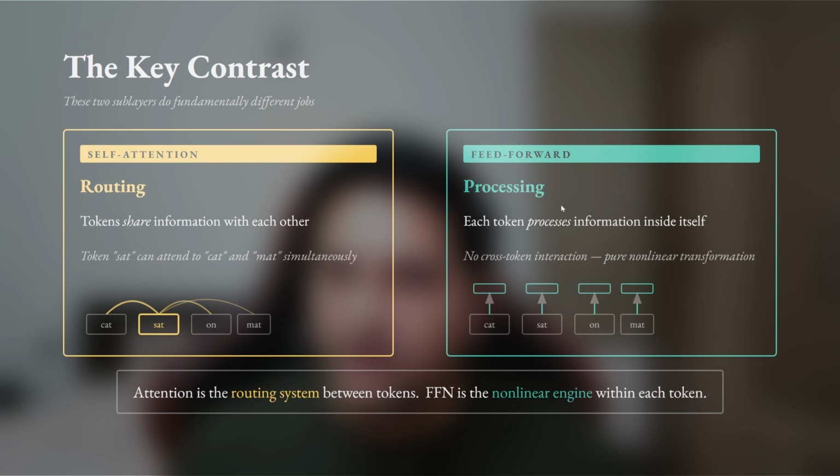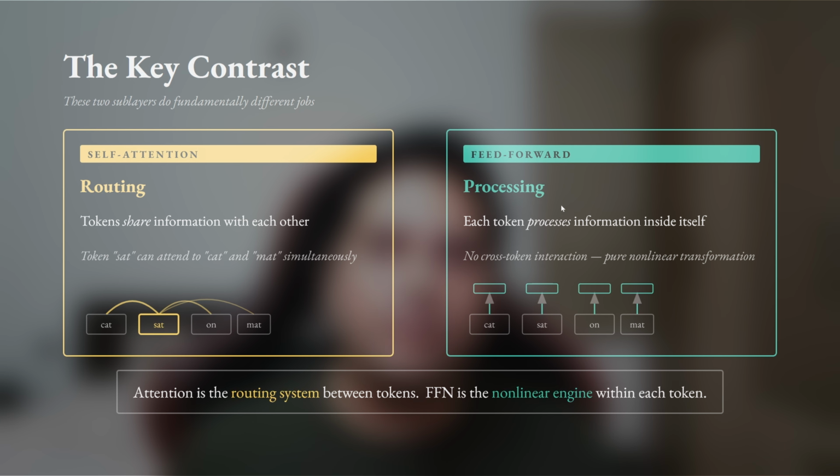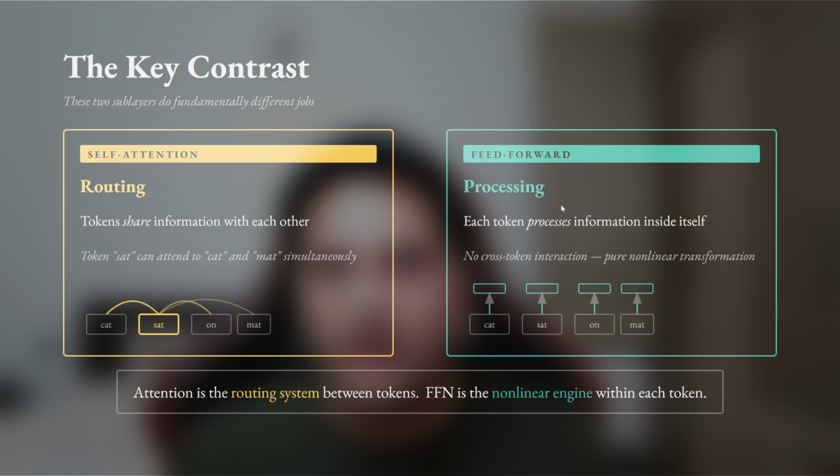This sentence is worth committing to memory. Attention routes, FFN processes. These two jobs are separate, done one after the other, and each is wrapped with its own add and norm to keep the training stable. The full encoder layer is this alternation: route, stabilize, process, stabilize. And understanding that rhythm is understanding the design.